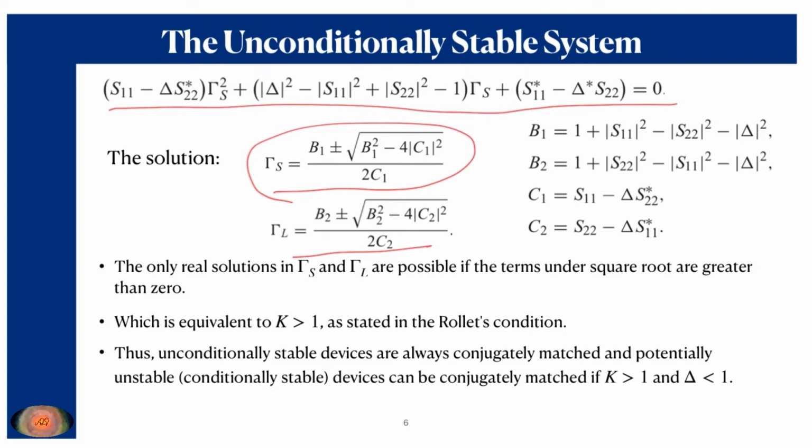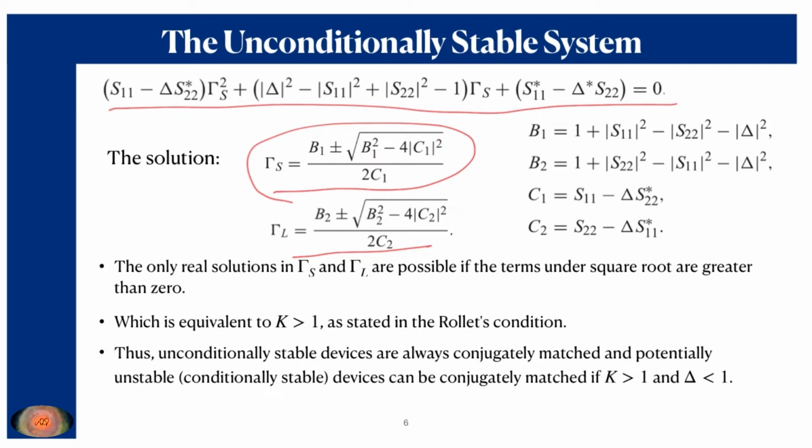Now, the real solution for gamma S and gamma L is possible if this expression, that means B1 square, or in general B square minus 4 mod C square, holds, because it can be B1 or B2, since I am considering both gamma S and gamma L. I am not mentioning B1 or B2, I am considering it in general as B and C. So the expression within the square root, that is B square minus 4 times magnitude square of C, must be greater than 1.